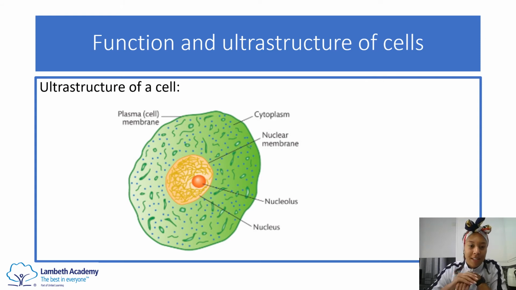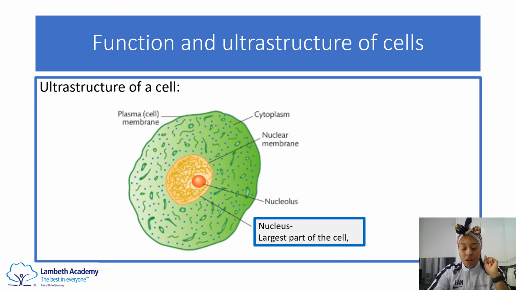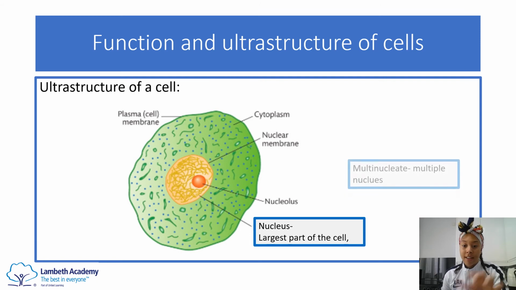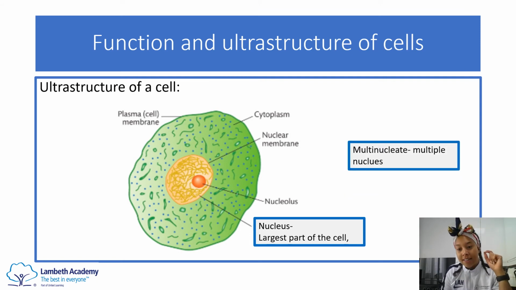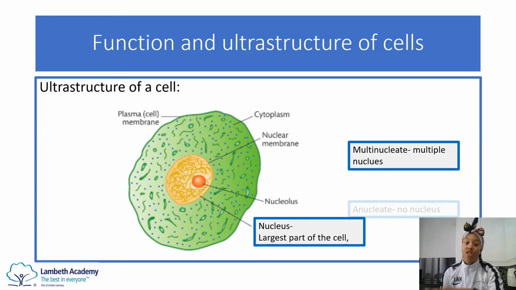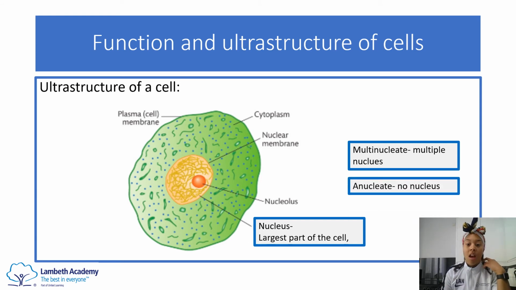The biggest structure within a cell is the cell nucleus. So our nucleus is like the brain power of the cell, and most cells only have one nucleus. However, if a cell has two or more nucleus, it's called a multinucleate, and that means that there is more than one nucleus within that cell. With that in mind, there are also some cells that don't have any nucleus at all, and they are called anucleate, which means there is no nucleus. An example of a cell that does not have a nucleus at all would be a red blood cell.